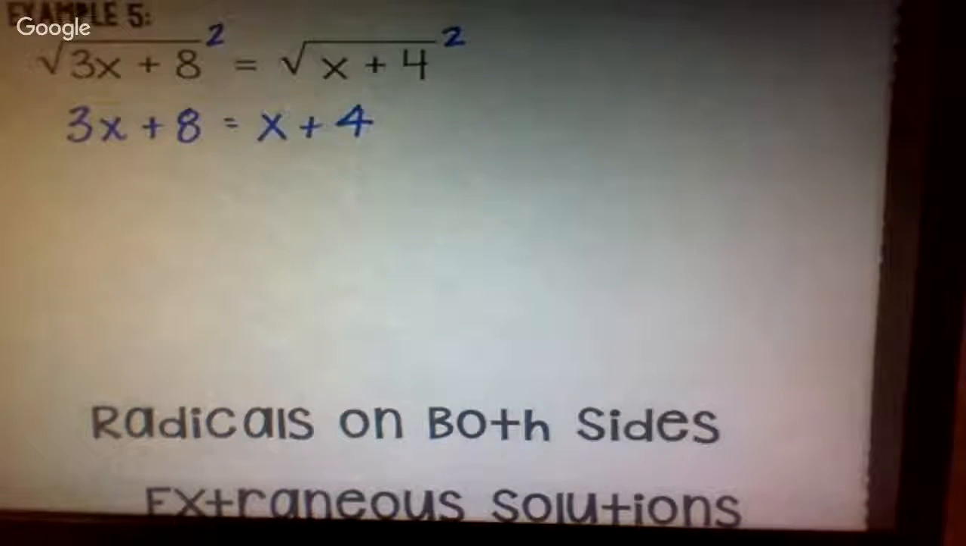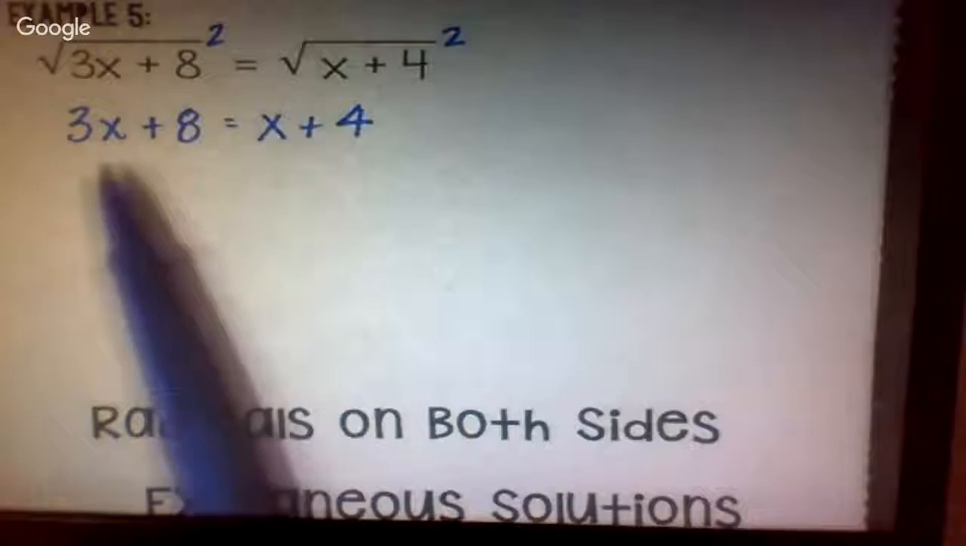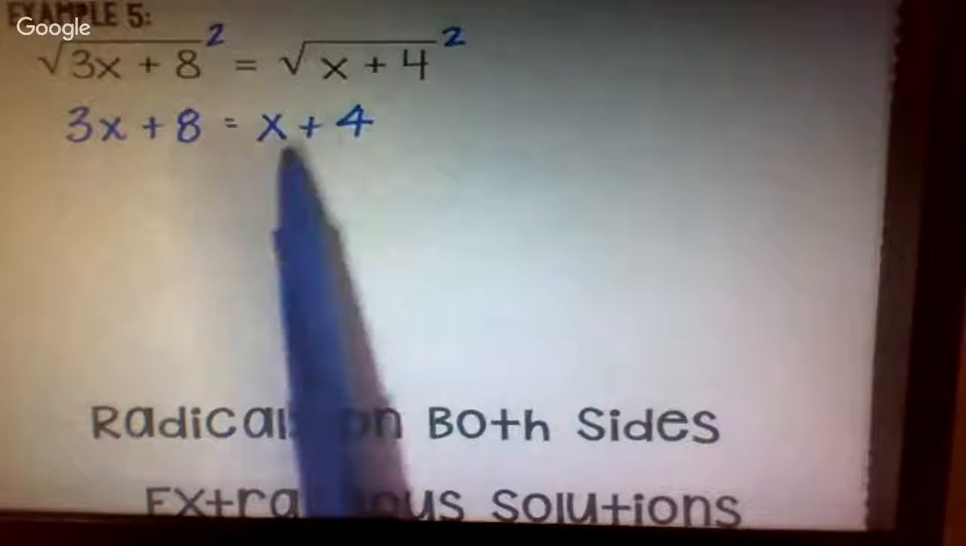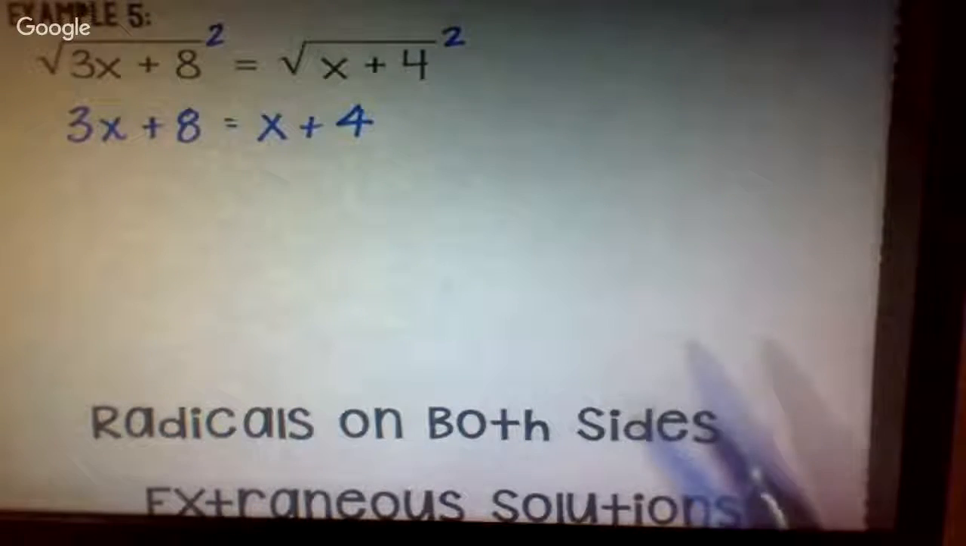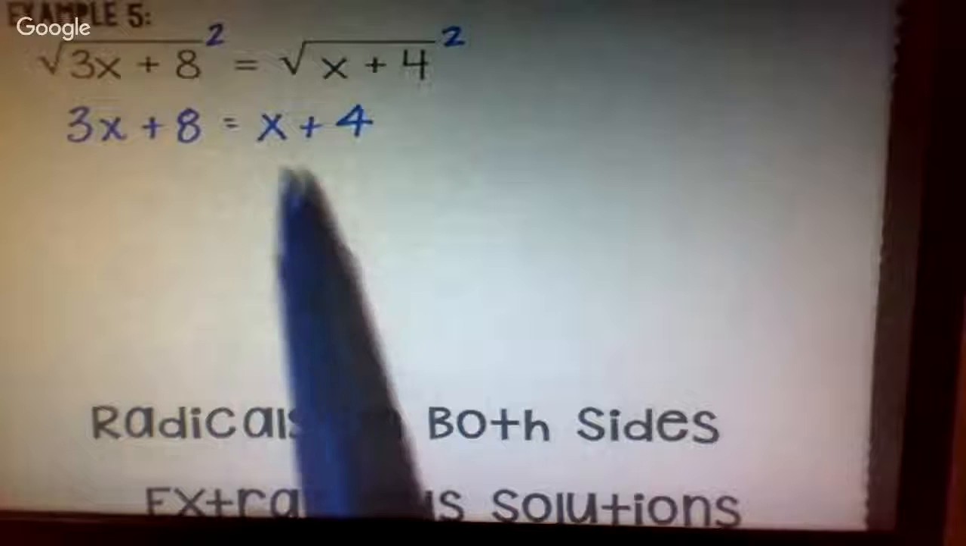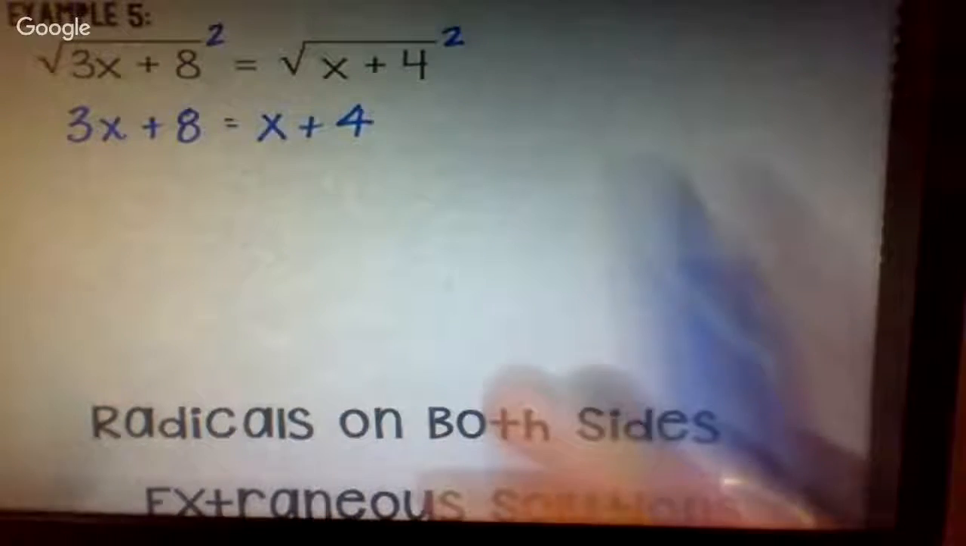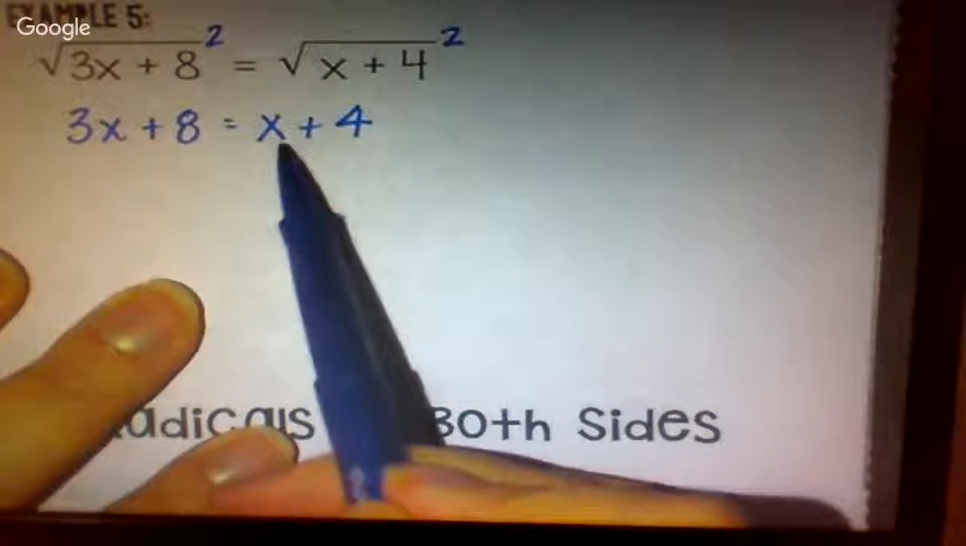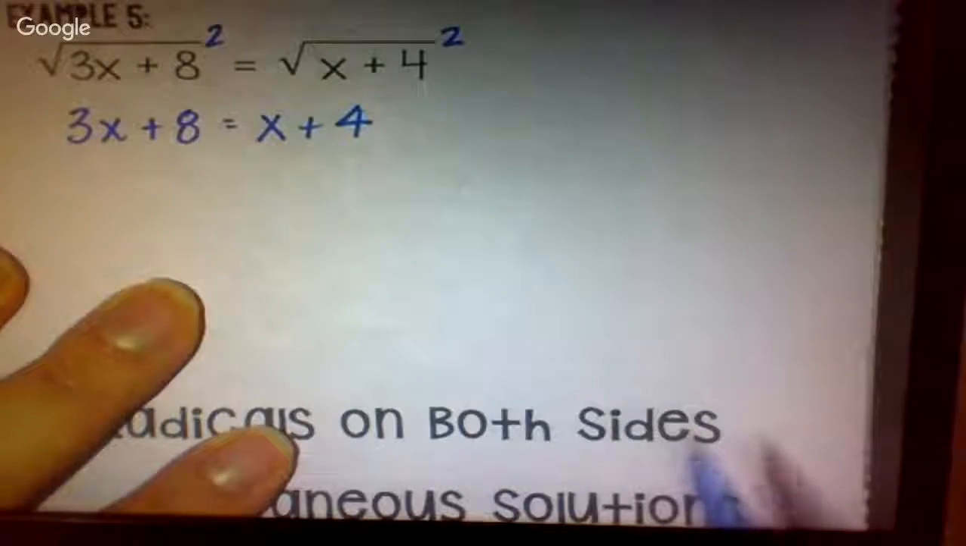It doesn't matter. You can get rid of the 8 first, or you can move the x first. Let's just move the x first. Okay. If we're moving the x first, do you want to move the 3 to the right or the x to the left? The x to the left. Okay. If I move this x to the left, it becomes negative.